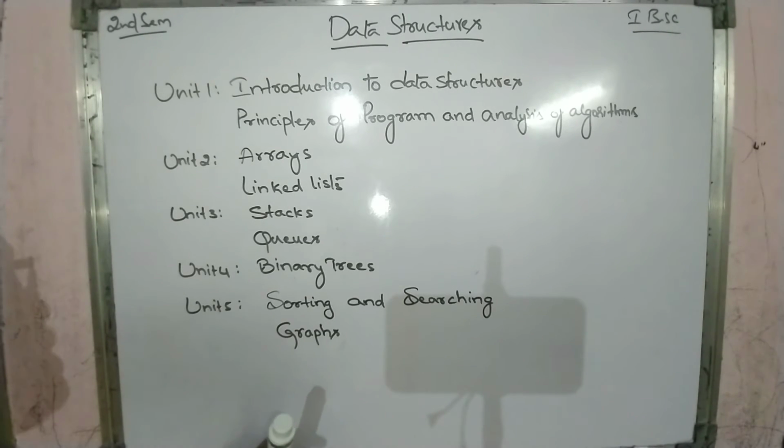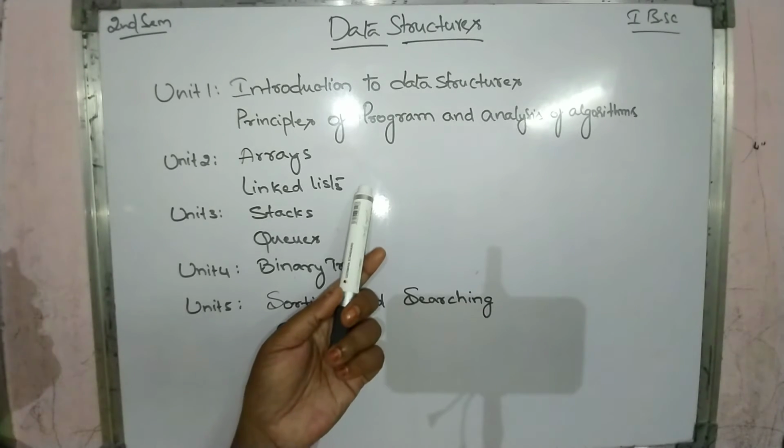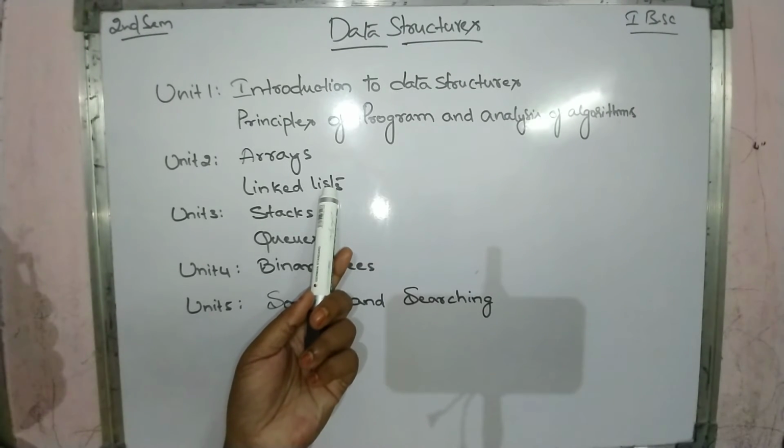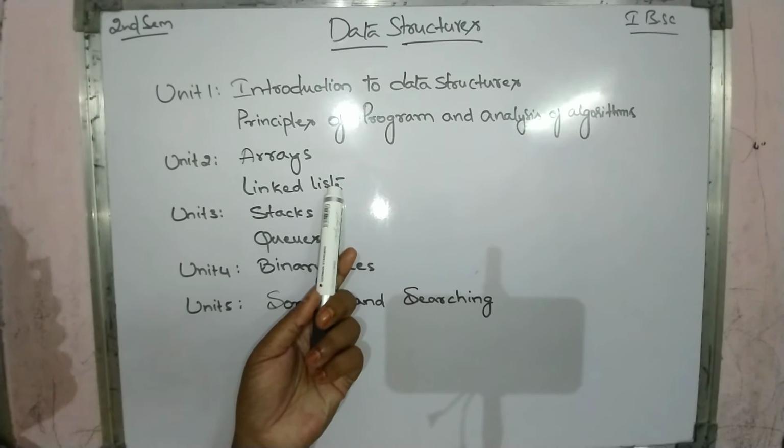And next move to linked list. In this linked list we are going to learn about what is a linked list, how linked lists are connected, and different types of linked list. In this linked list we are having 4 types of linked list. Those are single linked list, circular linked list, double linked list, and circular double linked list.